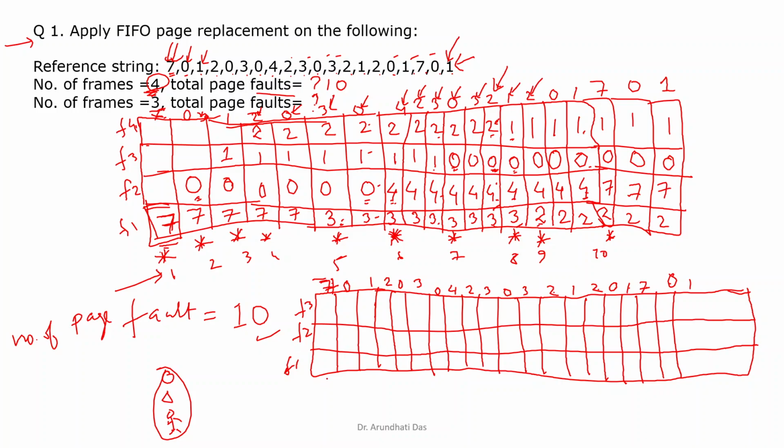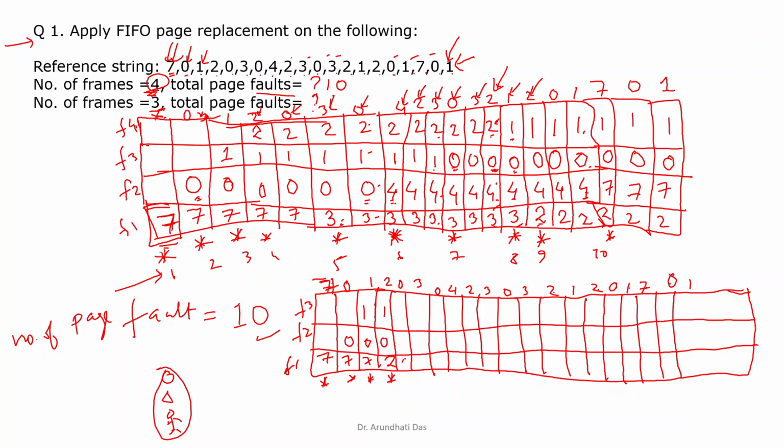Okay, so again the same thing I will repeat. First, the request 7, whether 7 is there: no, page fault, yes. 0 is there? No, page fault, so 7 0. 1 is there? No, page fault, 7 0 1. Then whether 2 is there? No, so page fault. Which one will I replace? The one which has come first, so 2 0 1.